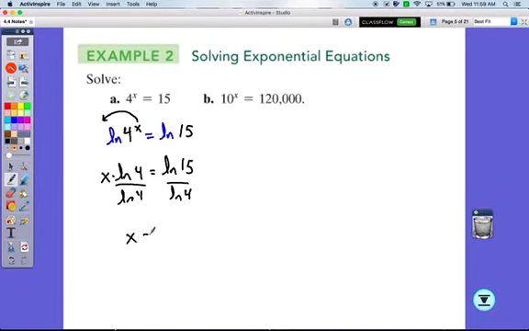So that gives me x is equal to the natural log of 15 divided by the natural log of 4, which is the exact answer. Okay, but then I can put that in my calculator to get an approximation. And so the natural log of 15 divided by the natural log of 4. Put that in my calculator. That gives me approximately 1.953.